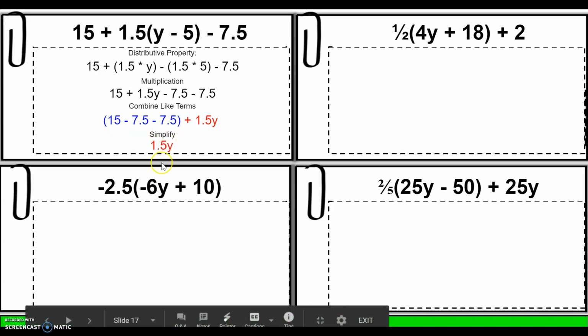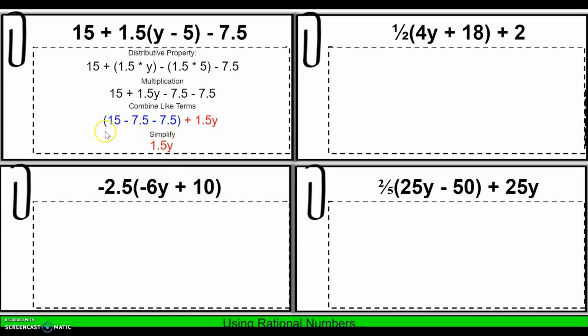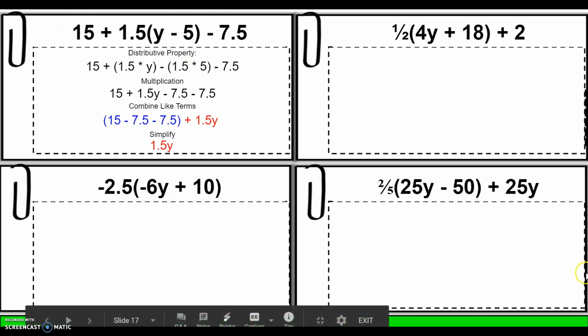When I do, I just end up with 1.5y. Why is that? Because 15 minus 7.5 minus another 7.5 gives me 0. So the only thing I'm left with is the 1.5y. And that is my simplified expression from the original expression that I have.